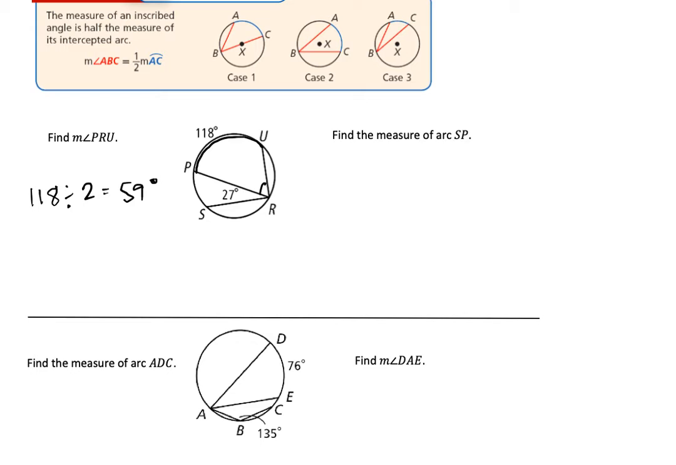Now, if we need to find the measure of an arc, this one wants us to find the measure of arc SP, which is right here. We just need to double the inscribed angle. So 27 times 2, and we'll get 54 degrees. Not a whole lot to it.